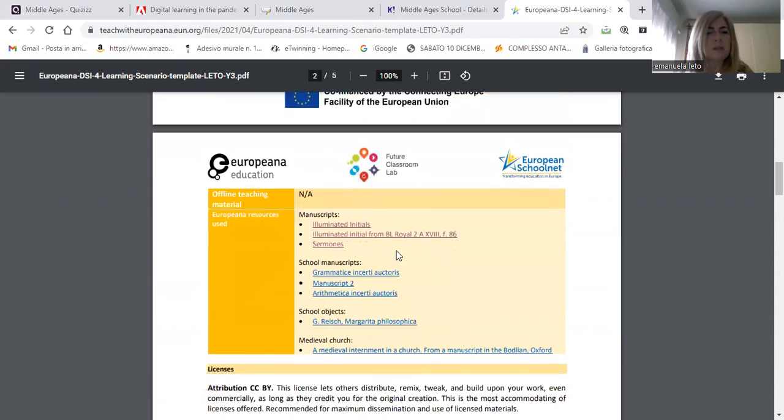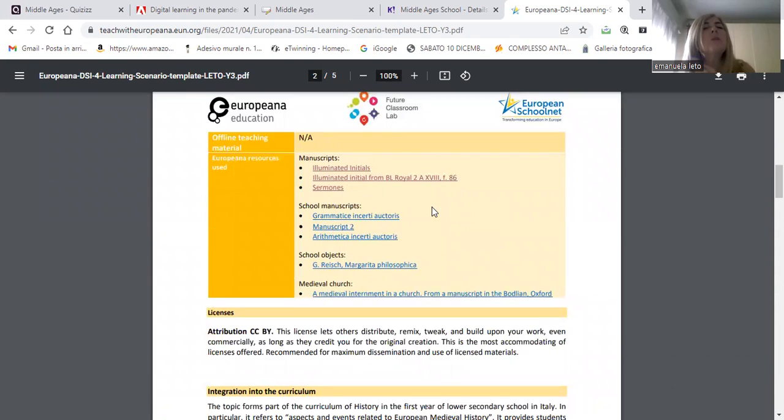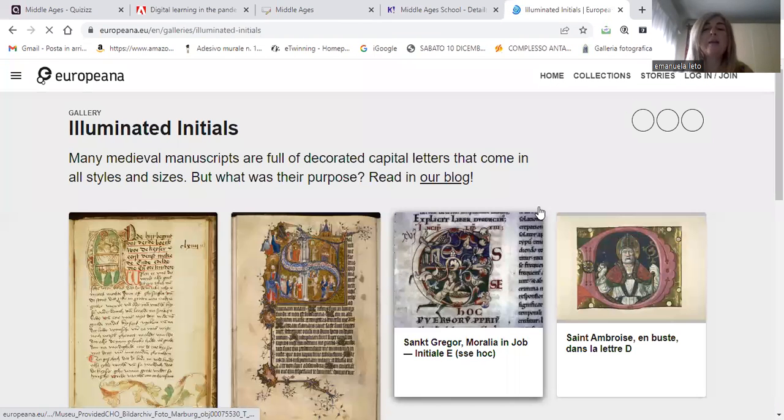But the most important thing that we'd like to show you is that we used some resources from Europeana to show the students how the textbooks in that period were made, that they were handwritten and with a lot of work by the amanuenses on the initials, for example.